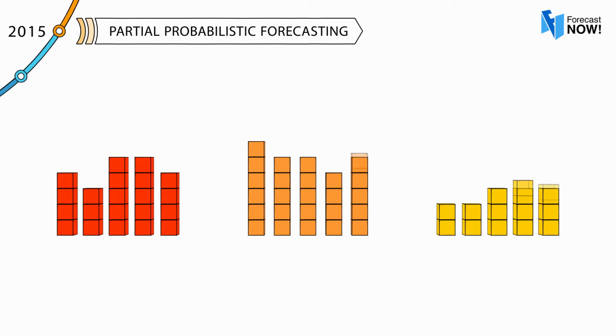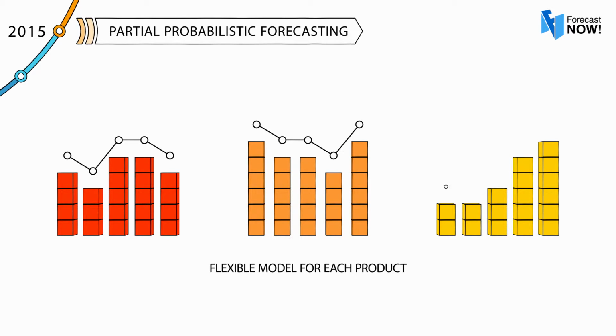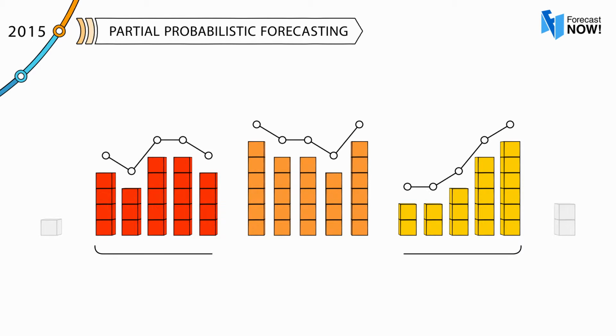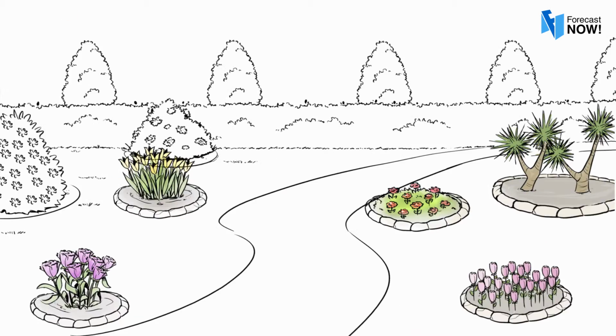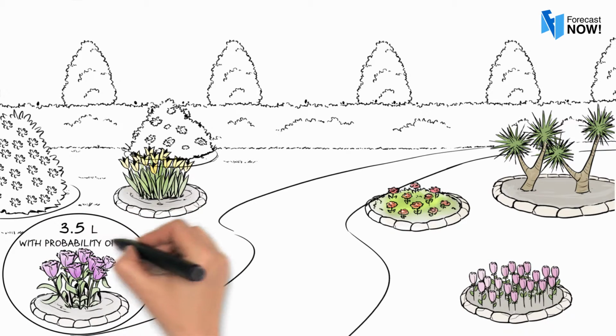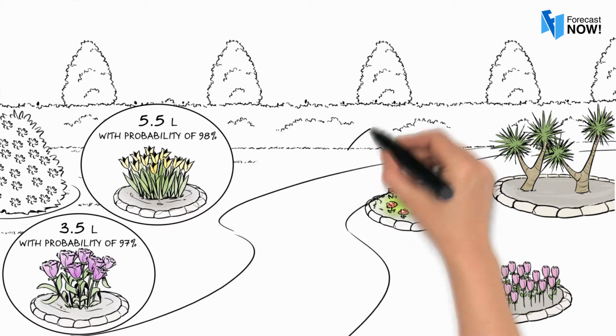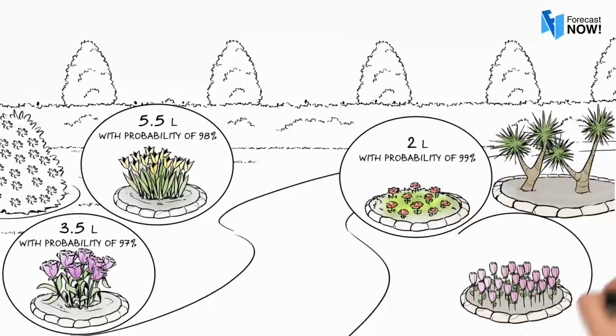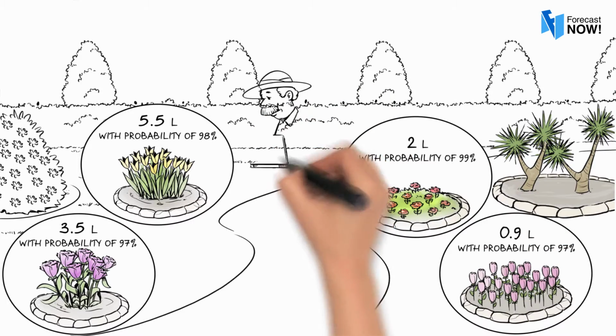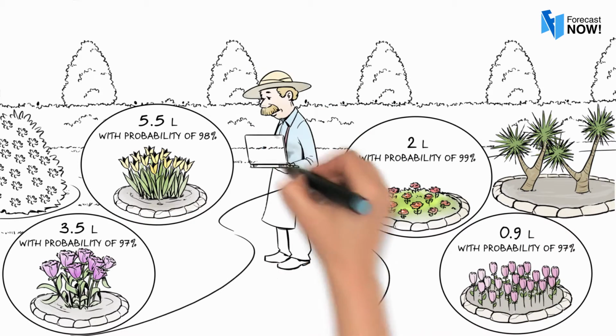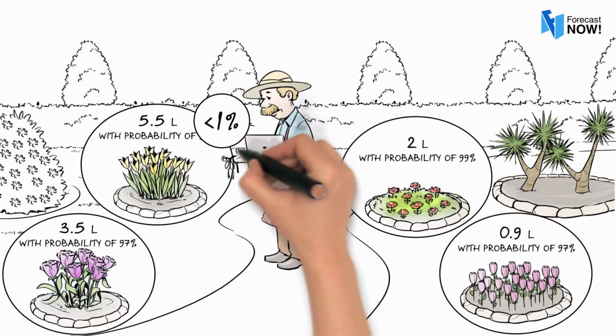Partial probabilistic forecasting lets us evaluate demand levels and their likelihood. In this way, we obtain individual demand distribution for each product. Now the gardener can calculate watering levels individually for each type of plant depending on its particular needs. This type of model requires significant computing power, so low probabilities are ignored.